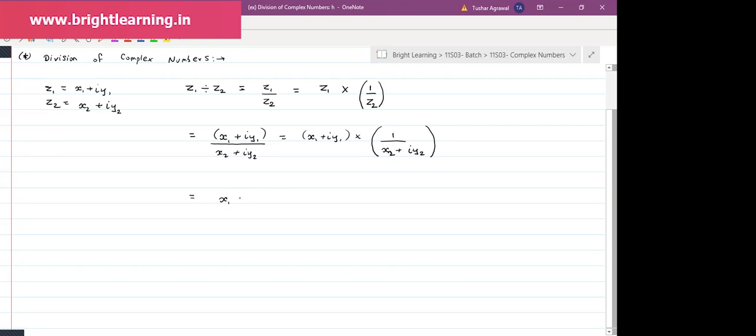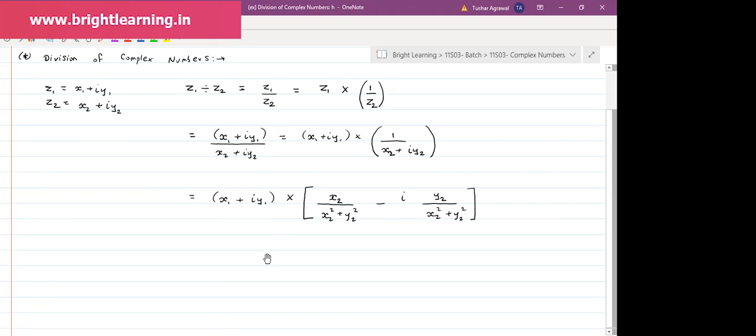So x1 plus I times y1. Sir, what is the multiplicative inverse of the second complex number? This number I have memorized. The multiplicative inverse is x2 upon x2 square plus y2 square, minus I times y2 upon x2 square plus y2 square.